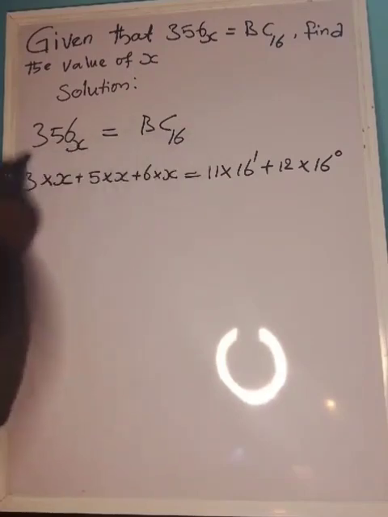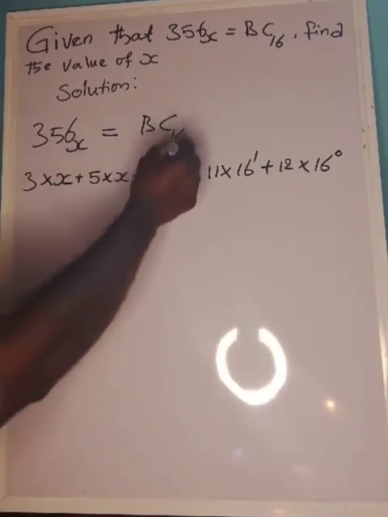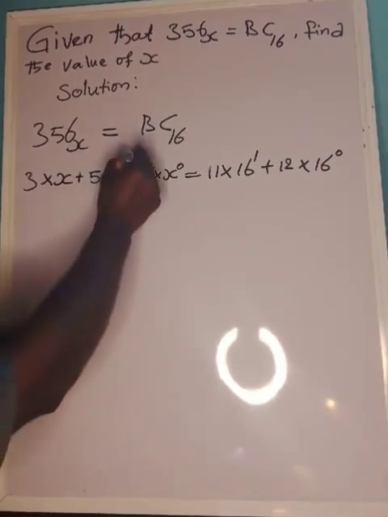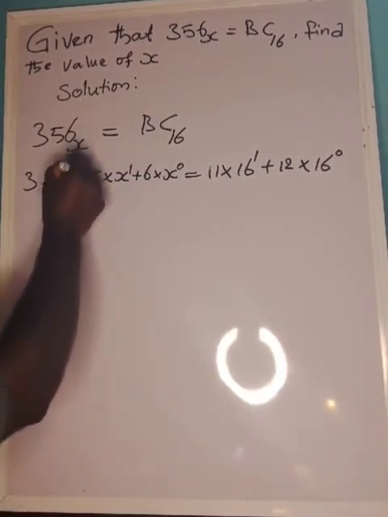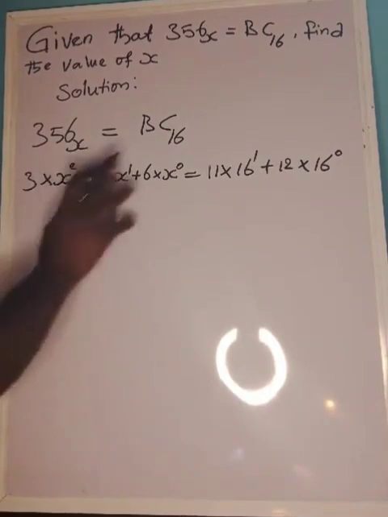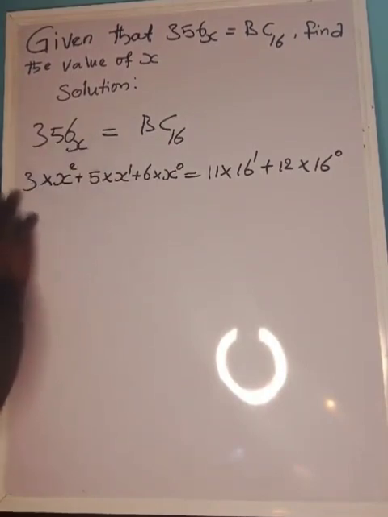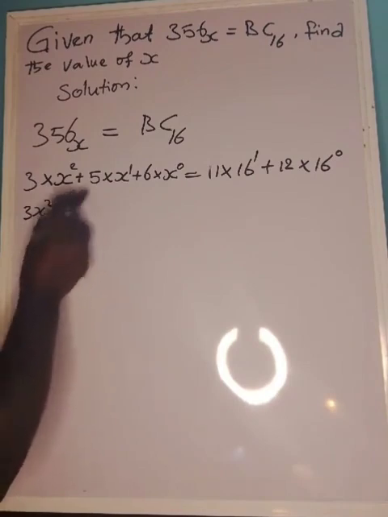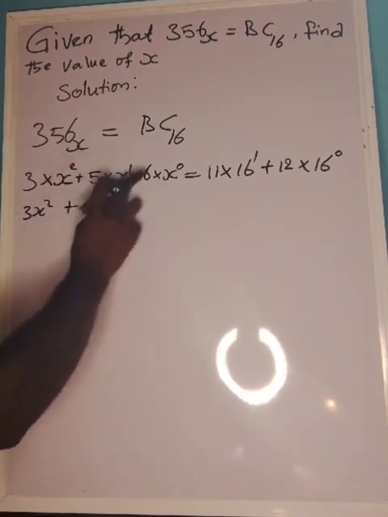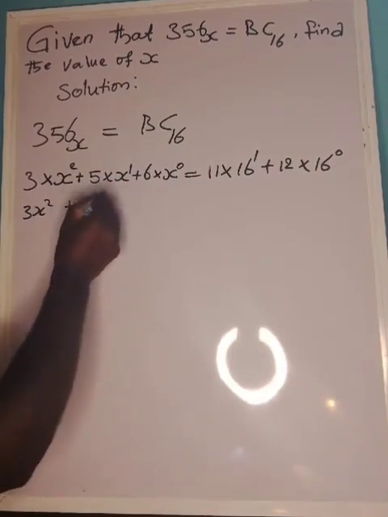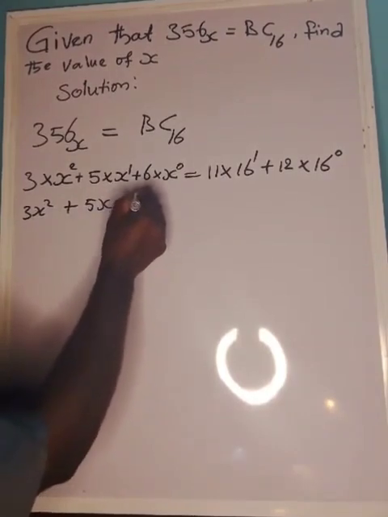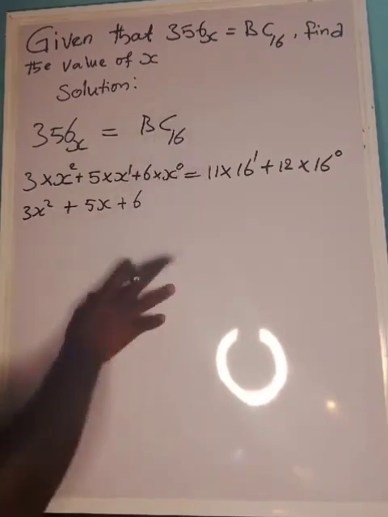Now we are moving to the number that has x as the base. The first x here will have 0 as the power, the second one will be 1, and the third one will be 2. Now let us multiply the digits by the powers of the base. 3 times x squared will give us 3x squared. You bring in your plus sign. 5 multiplied by x is going to be 5x, since x raised to power 1 is x. Plus 6 multiplied by x raised to power 0.